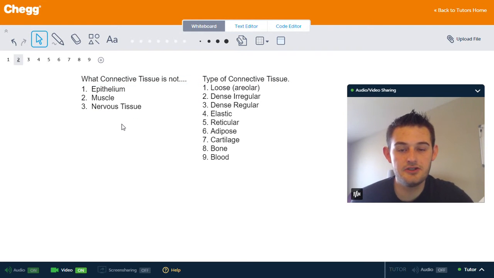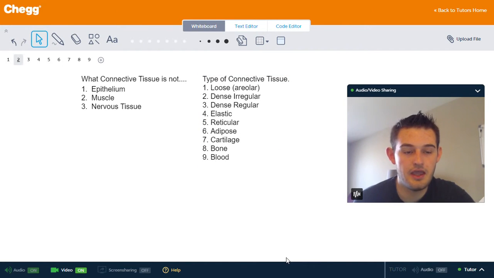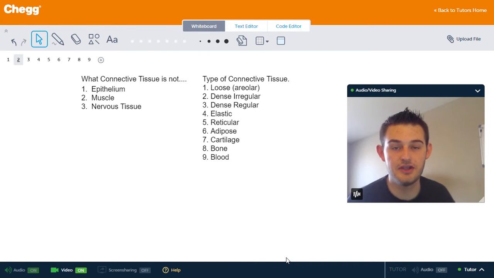And these tissues can come in all kinds of forms. As you can see here, we have 9 different forms. And so what we're going to do in this video is go through each of these forms and compare them with the other ones and give you an idea of the differences between each different type of tissue.